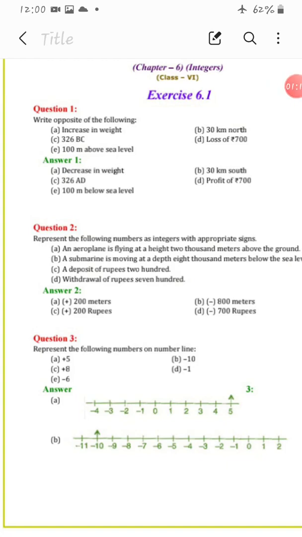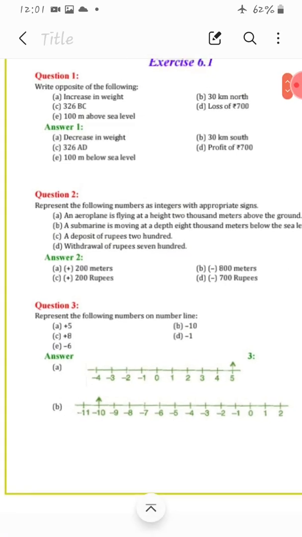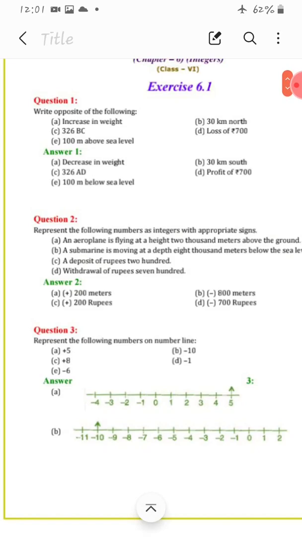Question number 3, represent the following numbers on a number line. So in a number line we have to show the following numbers that are given. 3a plus 5, then 3b minus 10, 3c plus 8, 3d minus 1 and 3e minus 6. You can represent them one by one in separate lines, or if you want, in one particular line, you can show them by representing them with some alphabet like A, B, C, D. Here I have shown separately, but you can do it in one line also.